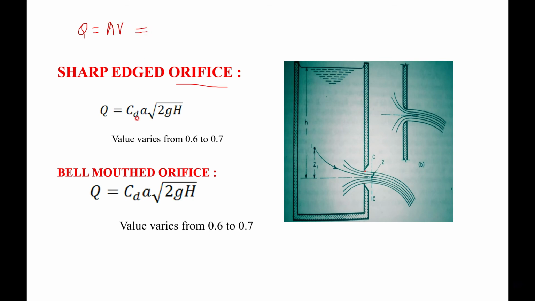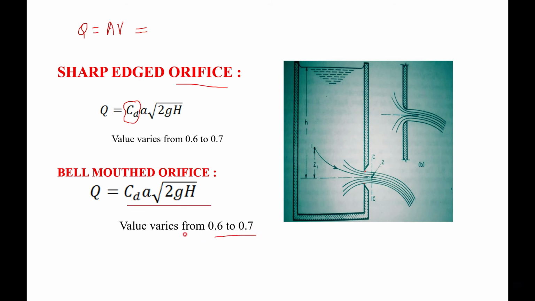Then we can write the area of the orifice into velocity. If you take the loss into account, that is, CD is introduced, then we get the actual discharge: CD into A into root of 2gH. This A into V will be A into V theoretical. If we introduce the term CD, then we get the actual discharge. A bell mouthed orifice also uses the same formula.